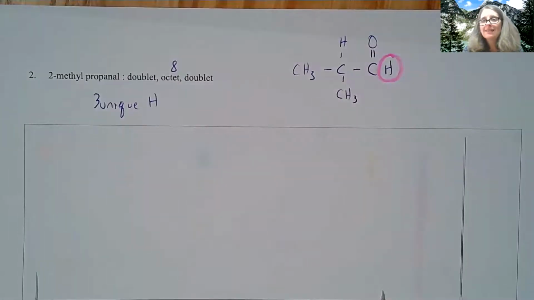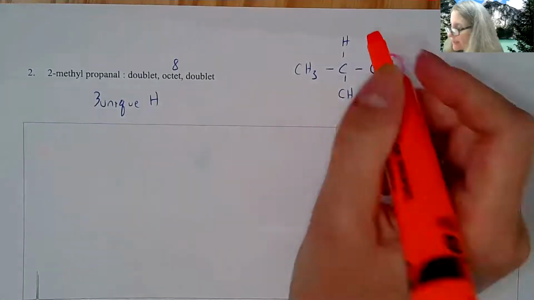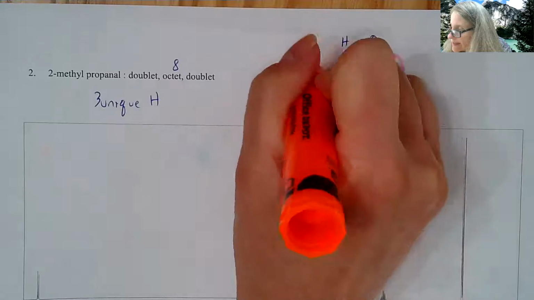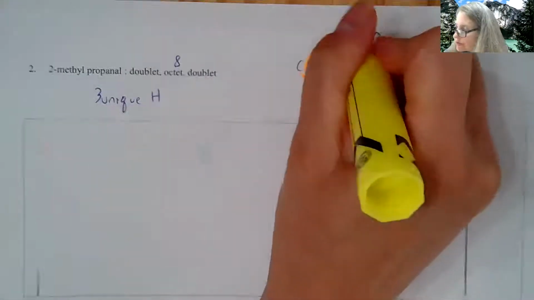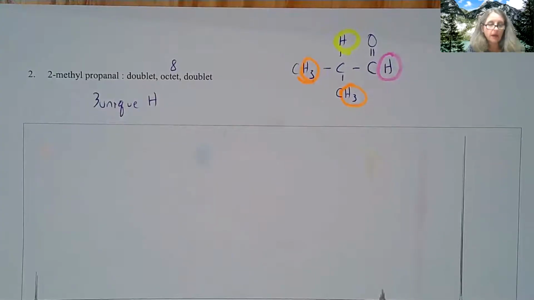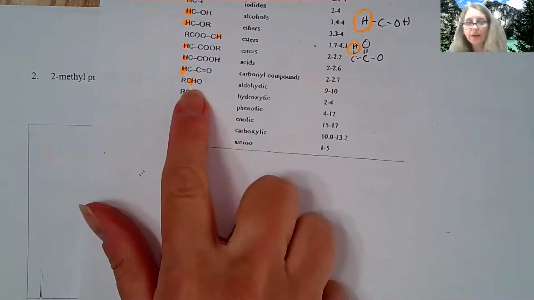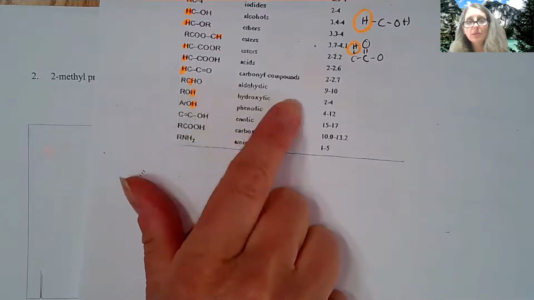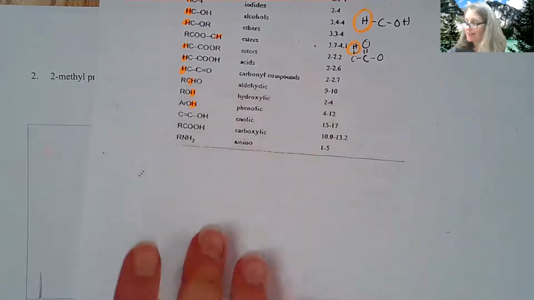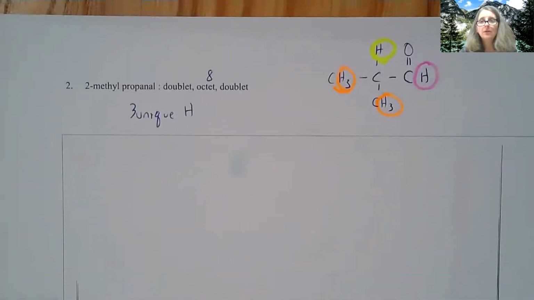The hydrogen that's the aldehyde hydrogen is always going to be unique. I then have these CH3s, and hopefully that's obvious to you why I drew it that way. And then I have this hydrogen here. Again, personal preference, where you start. Well, I'm going to look at what I call my aldehydes. Aldehyde hydrogen, on the C double bond O, is between 9 and 10. Do I have a peak around 9 and 10? Yes, I have a doublet.